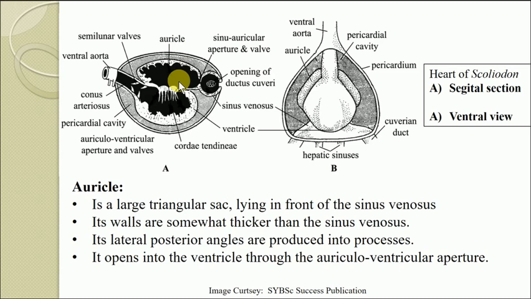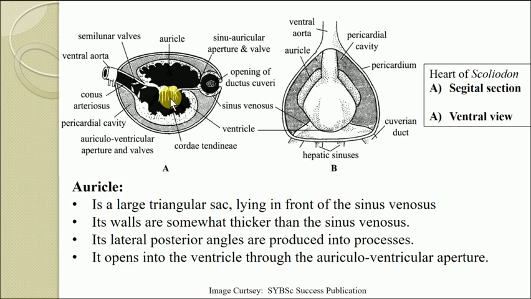Now its walls are somewhat thicker than those of the sinus venosus. If you compare the walls in this sagittal section, you can easily see the walls of the sinus venosus are comparatively thinner than the walls of the auricle. Its lateral posterior angles are produced into processes which project laterally at the sides of the ventricle, like ears, and it opens into the ventricle through an aperture. This aperture is referred to as the auriculoventricular aperture, because it is present between the auricle and ventricle.